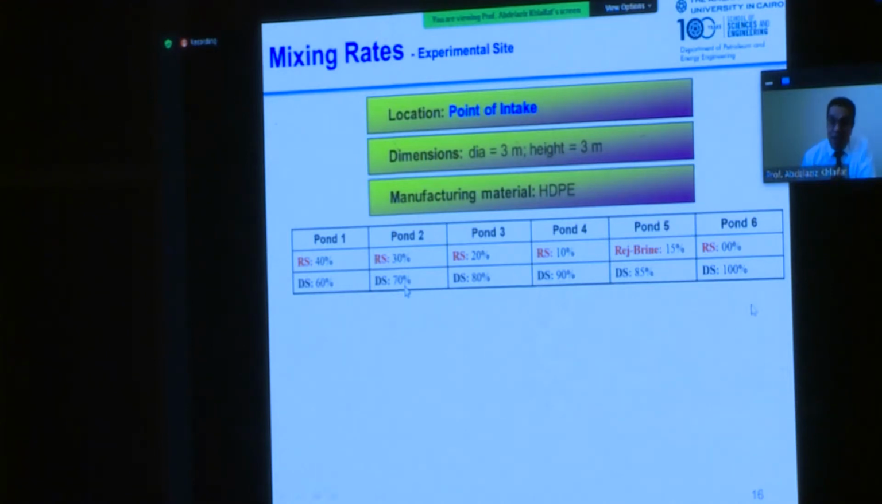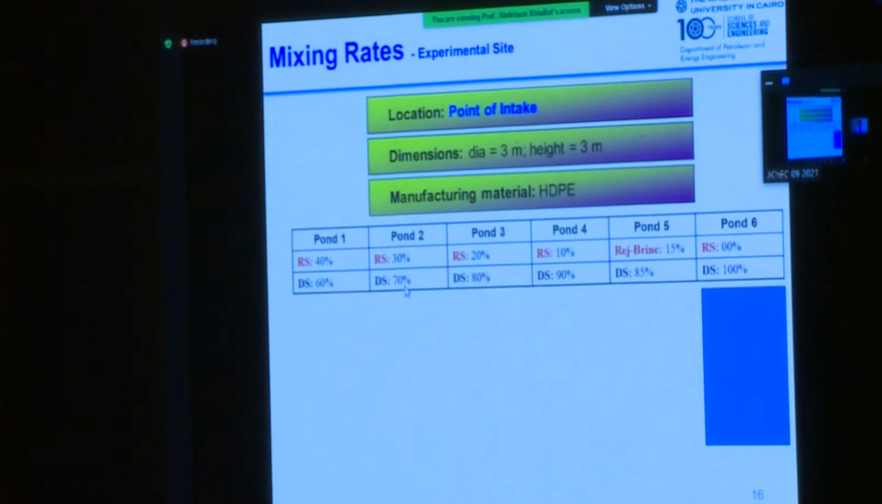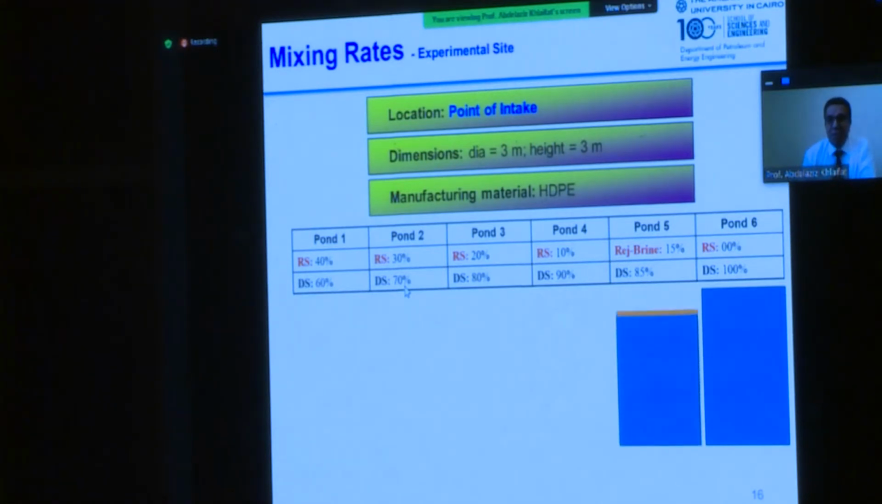So tank number 6, or pond number 6, was filled with Dead Sea water. The reason for that was to use it as a benchmark tank: what happens to each property in that tank, and we compare what's happening in other tanks with this tank. The next tank, tank number 5, was filled 85% with Dead Sea water and 15% with rejected brine. We generated the rejected brine from the Red Sea water, and we added this to tank number 5.